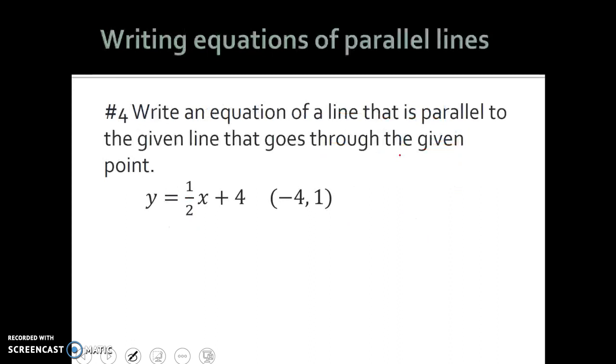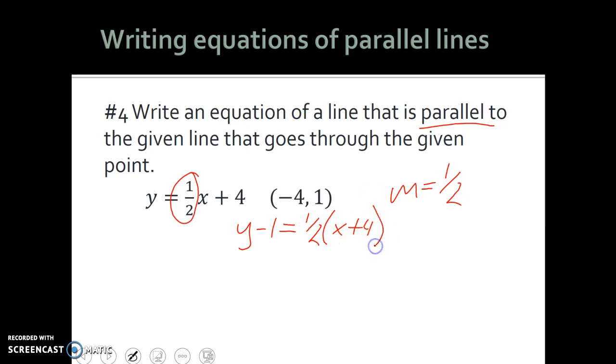All right, so number 4, we want to write an equation of a line that is parallel to the given line that goes through the given point. So this has a slope of a half, which means the slope that we're going to use is also going to be a half because parallel lines have the same slope. And we're going to use our point-slope formula. y minus the y value, which is 1, equals the slope, which is 1/2, times x minus -4. Well, that's x plus 4.